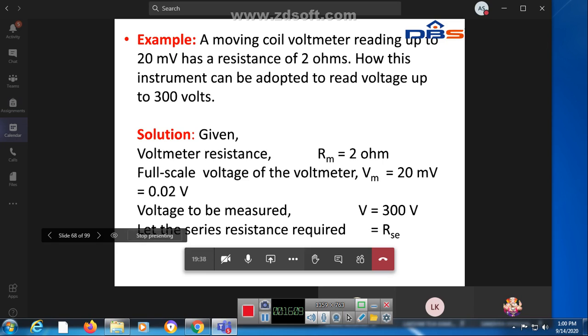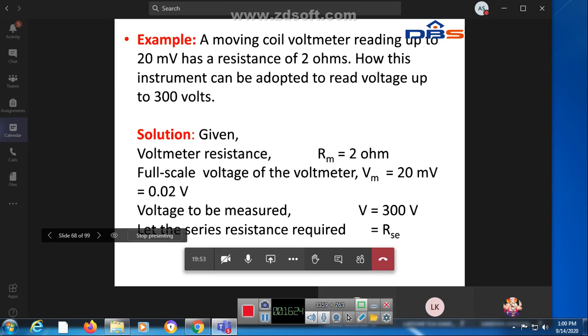Similarly for the voltmeter: a moving coil voltmeter reading up to 20 millivolts has a resistance of 2 ohms. How can this instrument be adapted to read voltage up to 300 volts?